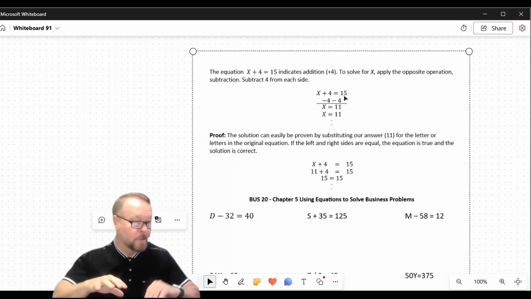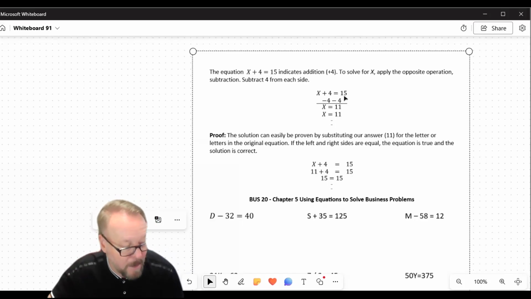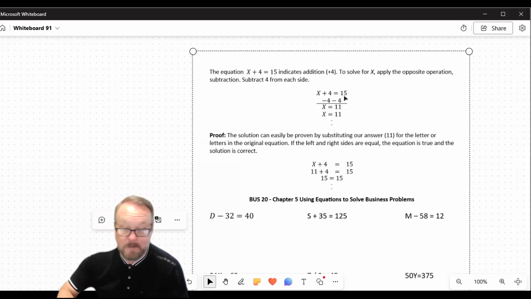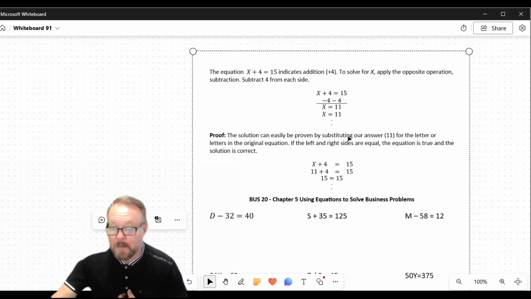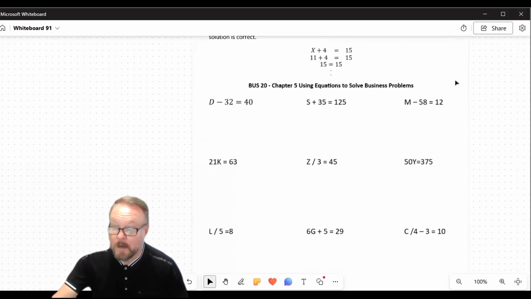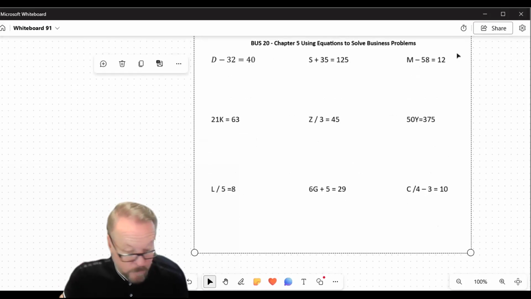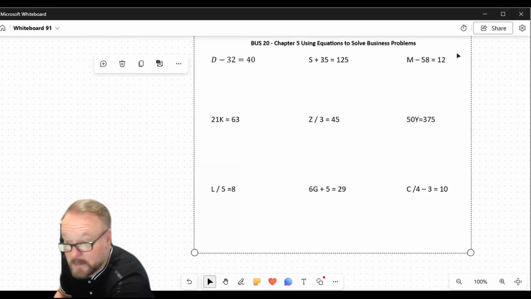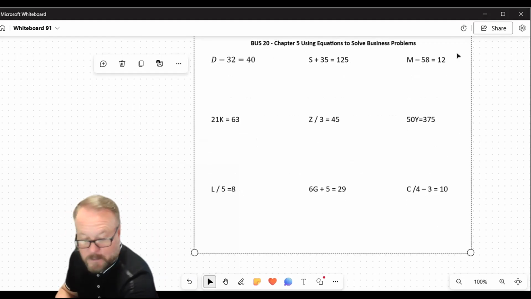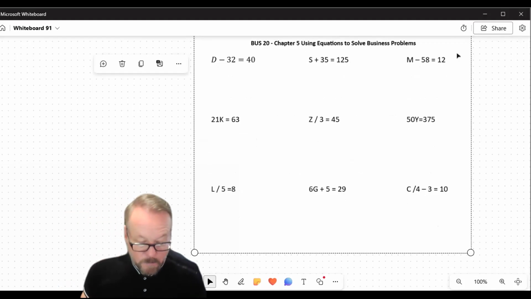Now, you didn't need to do this in order to solve that problem because you could have just taken 15 minus 4 and come up with 11. But when we get into more complex problems, this is going to become very valuable. So again, here's the proof. We put 11 in and we got 15. We're going to solve some of these other equations and find out what the variable is for each one. And I'm going to utilize this whiteboard to do that for you as we're working it out.